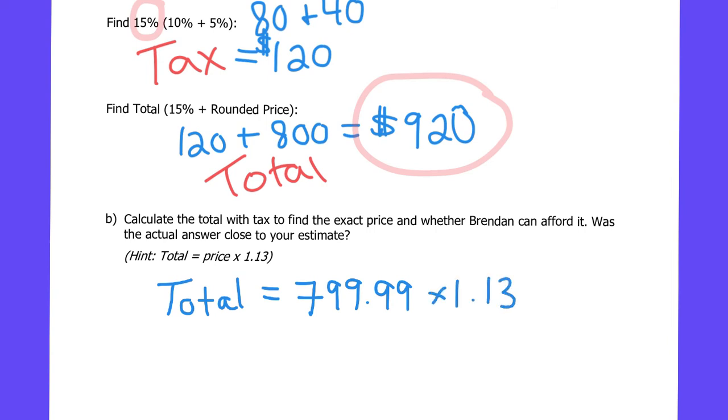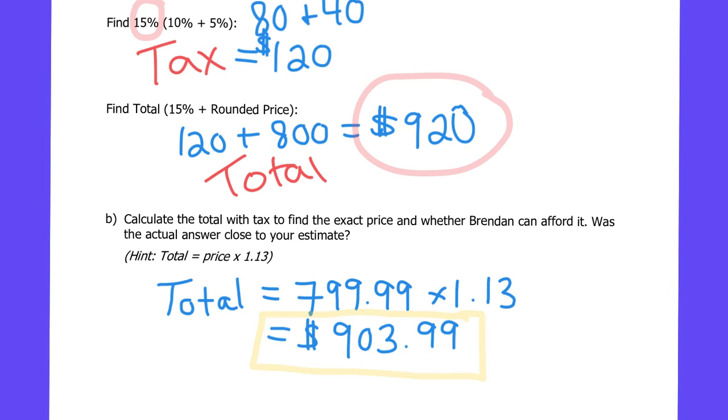So we're multiplying it by 1.13, and that'll tell us the total with tax. So that is, when rounded, $903.99. So you can see that our numbers are a bit different. This is our calculated answer. $903.99 is what it would actually be if we went to the cashier and paid for it. And our rounded price was $920. So the numbers are close, but they aren't the exact same.